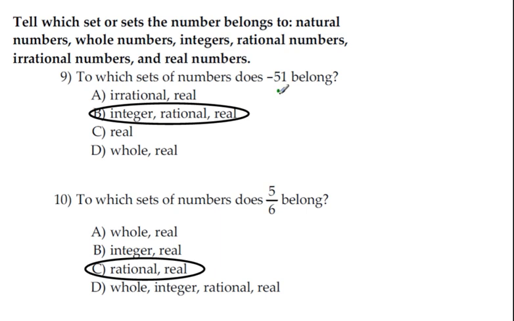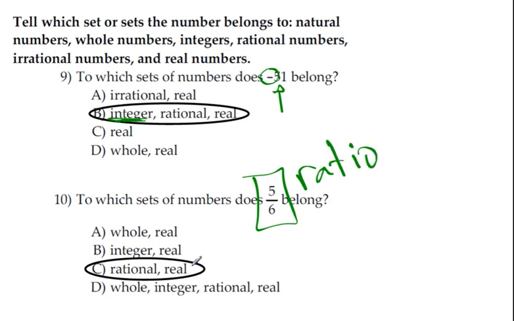Alright, here. We look at this. My first thing you should be thinking about is the fact that that is negative. Negative means that it's an integer, and there's only one choice here with integer in it. Rational, everything that can be a fraction is rational, and it's all going to have real. So real doesn't really help us, but here it's a fraction. That means it is a ratio, which means rational and real. It's definitely not a whole number, and it's not an integer, because integers are whole numbers, just positives and negatives.